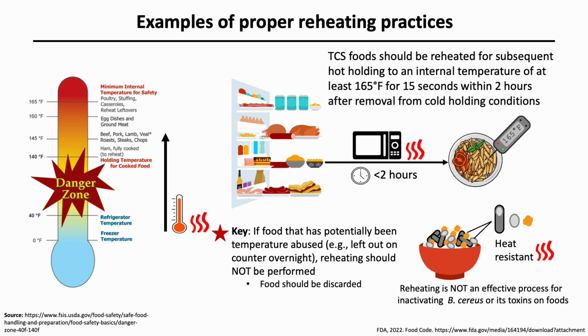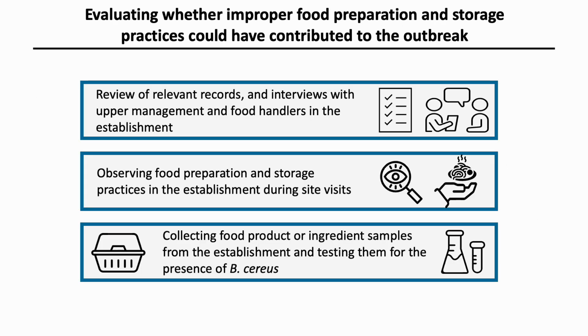This is because B. cereus endospores, or spores, and some toxins B. cereus produces on food are fairly heat resistant, so reheating is not an effective process for inactivating B. cereus or its toxins on foods. Environmental health investigators can utilize multiple approaches to evaluate whether any improper food preparation and storage practices, such as improper hot, cold, or room temperature holding practices, or improper cooling or reheating practices, could have contributed to a B. cereus outbreak.